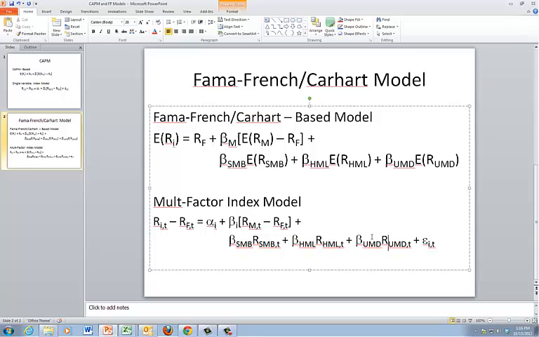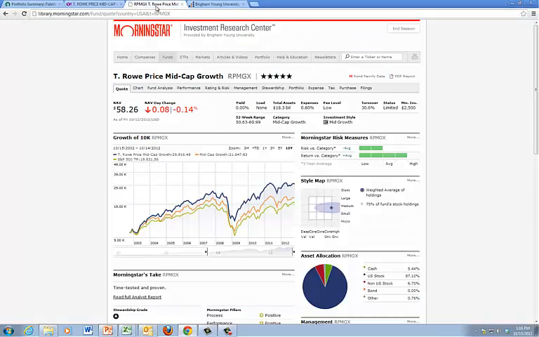And once we've done that, we can run the regression and see what the betas look like and see what the alpha looks like. So I would like to do this for a mutual fund. It's the T. Rowe Price Mid-Cap Growth, RPMGX is the ticker symbol.